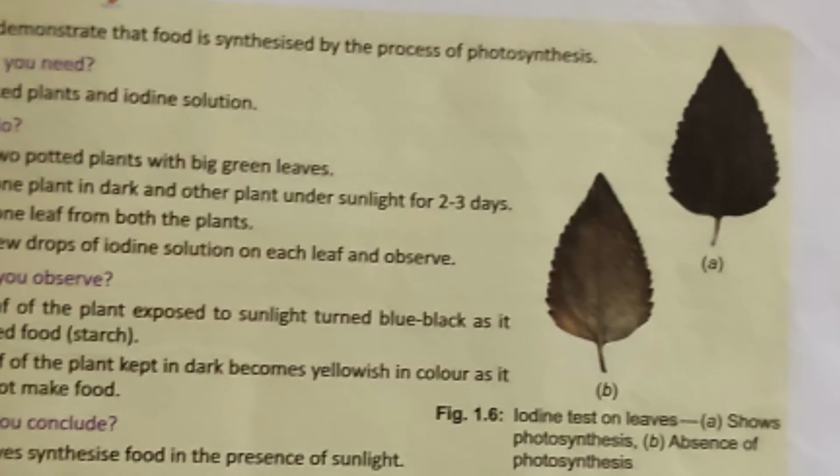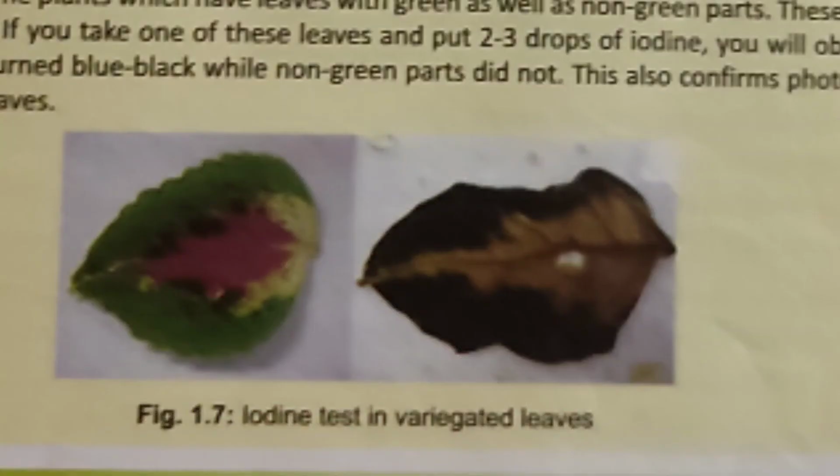Note, there are some plants which have leaves with green as well as non-green parts. These are called variegated leaves. If you take one of these leaves and put 2 or 3 drops of iodine solution, you will observe that green parts have turned blue-black while non-green parts did not. This also confirms that photosynthesis takes place in the green parts of the plant.